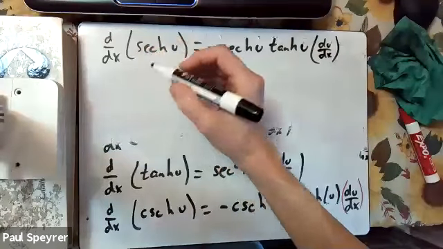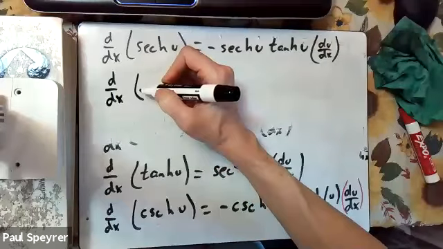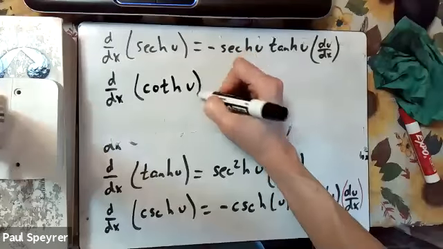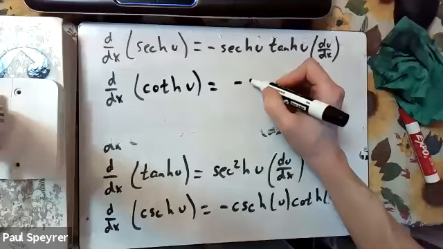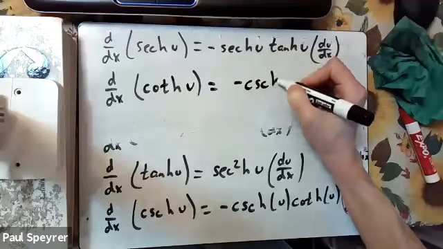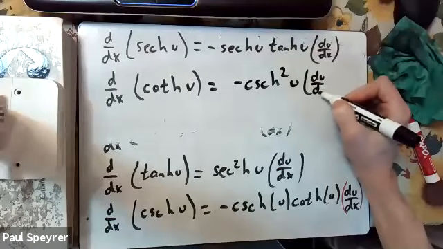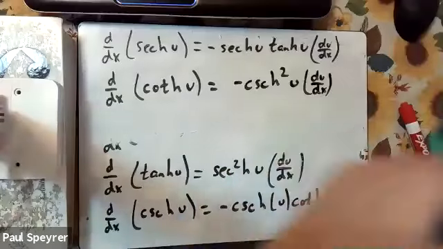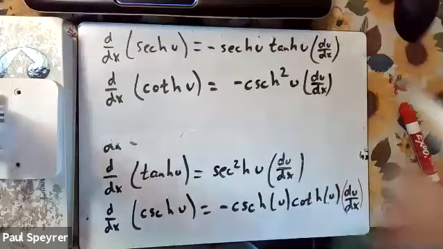And then our last one, d/dx of, what do we need? Hyperbolic cotangent. So what's that one going to be? That's going to be negative hyperbolic cosecant squared of u, and then of course times the derivative of the inside. So those are the six right there. Again, you don't need to memorize these. You just have to know how to apply them.